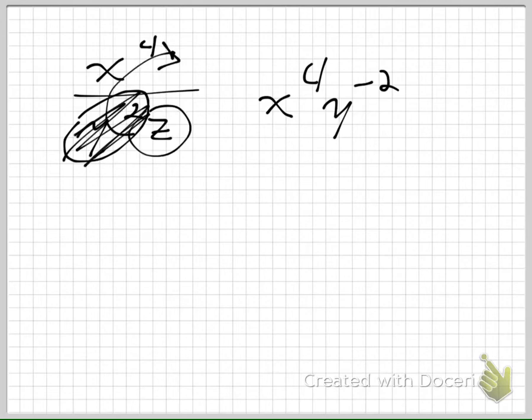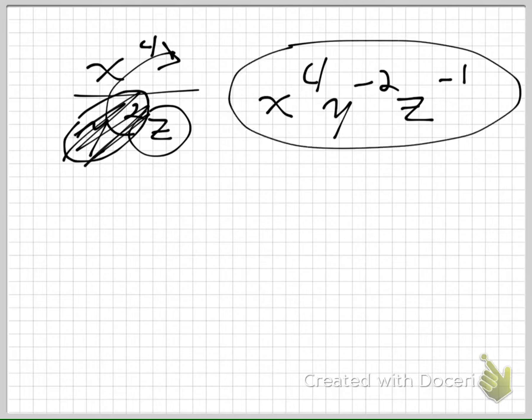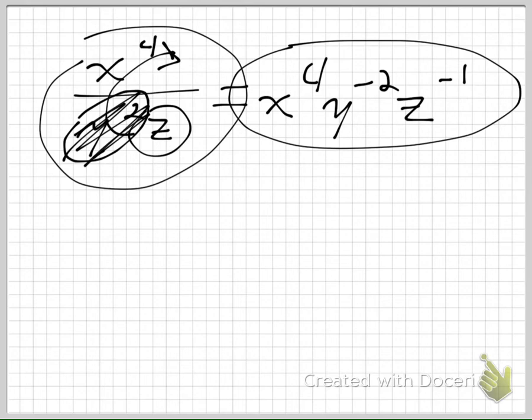And then what about the z? You wouldn't put negative z, you'd put z to the negative first, right? This is already z to the first, it's just invisible. But now you're going to go z to the negative first. And there it is. This and this are the same. One is with a fraction bar, one is without it. Does that make sense? You have to be able to play with this and flip these things up and down, and it's no big deal.